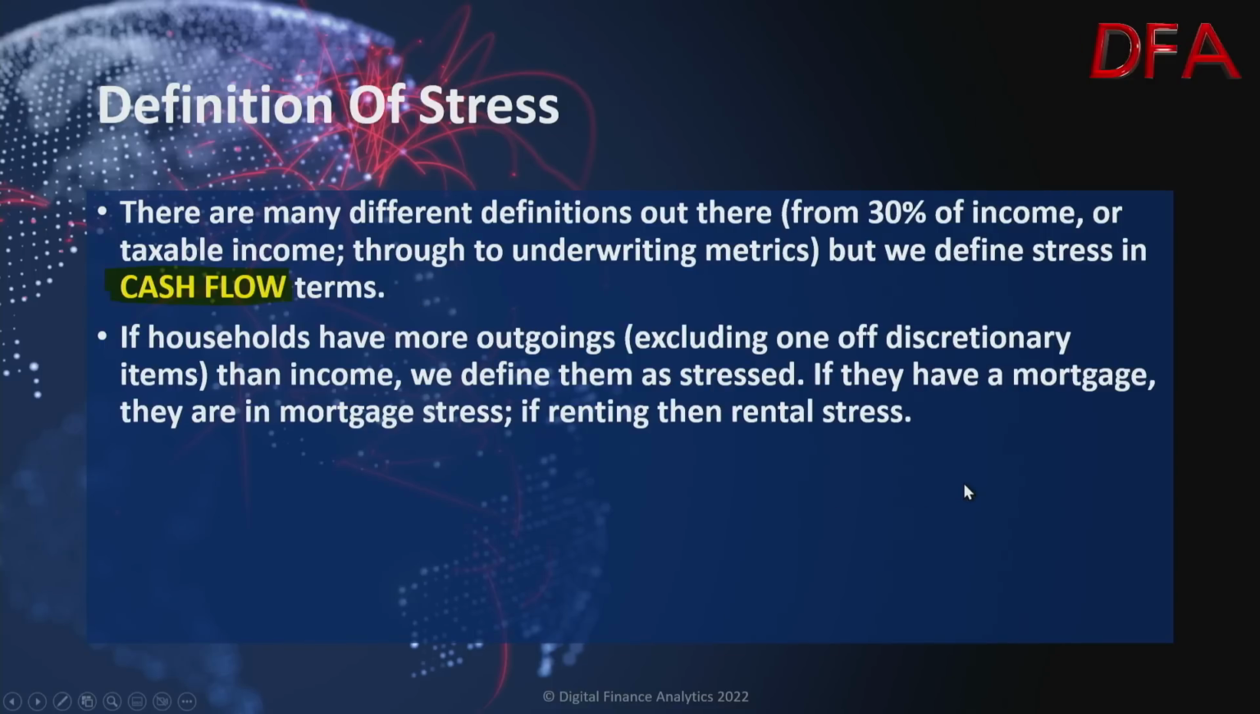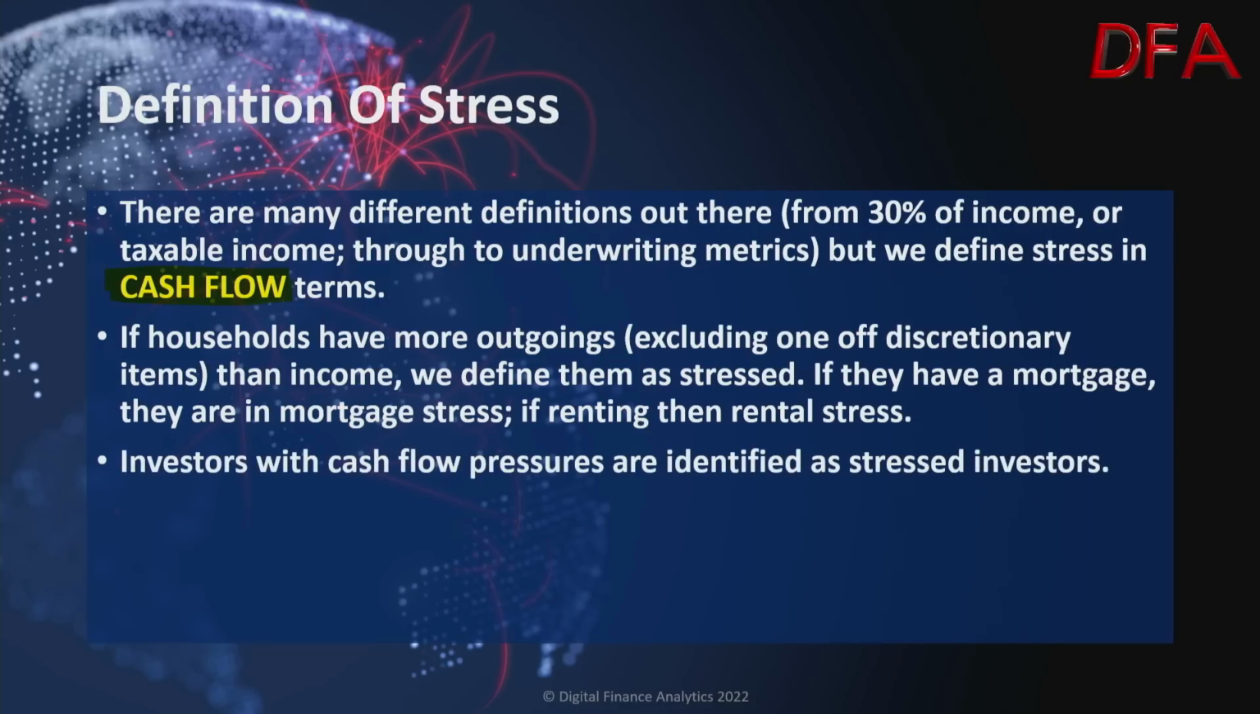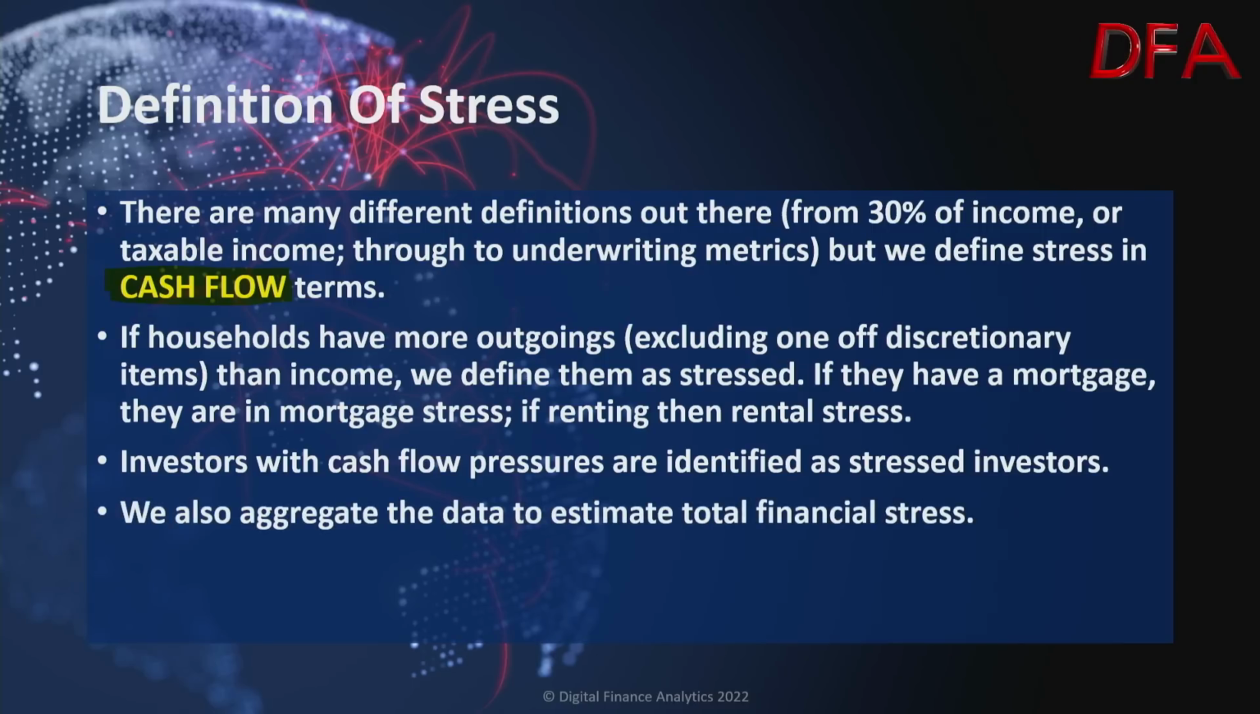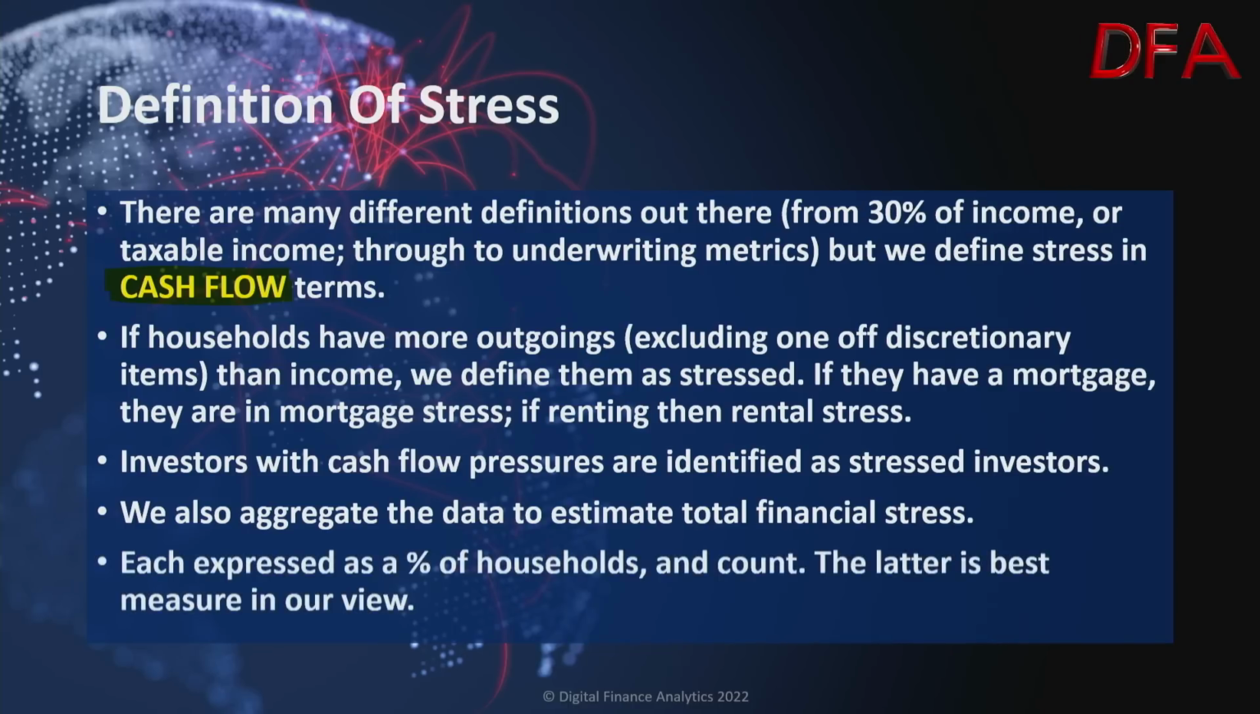If they have a mortgage, then they're in mortgage stress. If they're renting, they're in rental stress. And investors with cash flow pressures are identified as stressed investors. We can also aggregate the data to total financial stress, which is all types of stress from all categories of households. We can calculate it as a percentage of households and as the count in each postcode. I use the latter most of the time, but tonight I'm going to show you the percentages because a few people were asking last time about the percentage in postcodes, so I'll show some mapping of that later on.